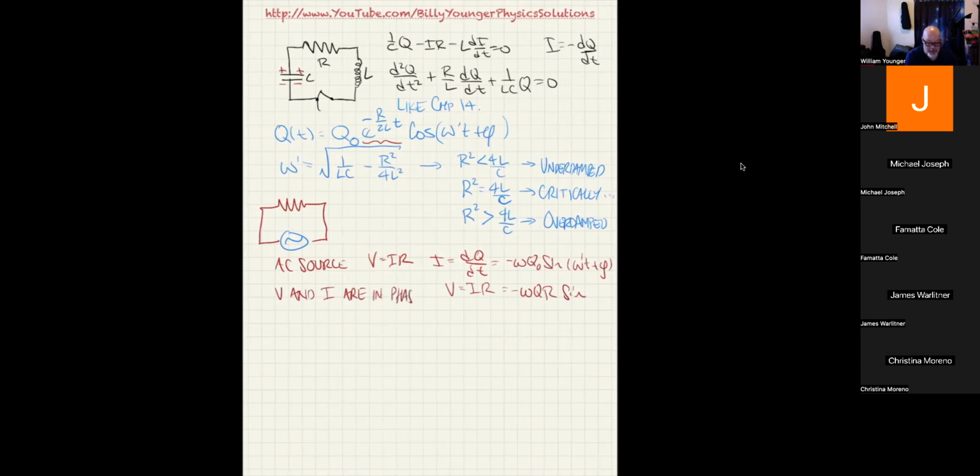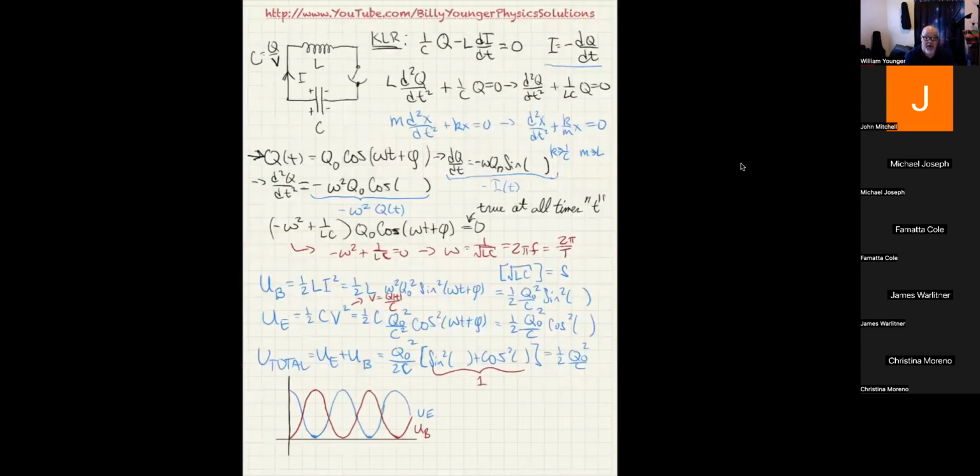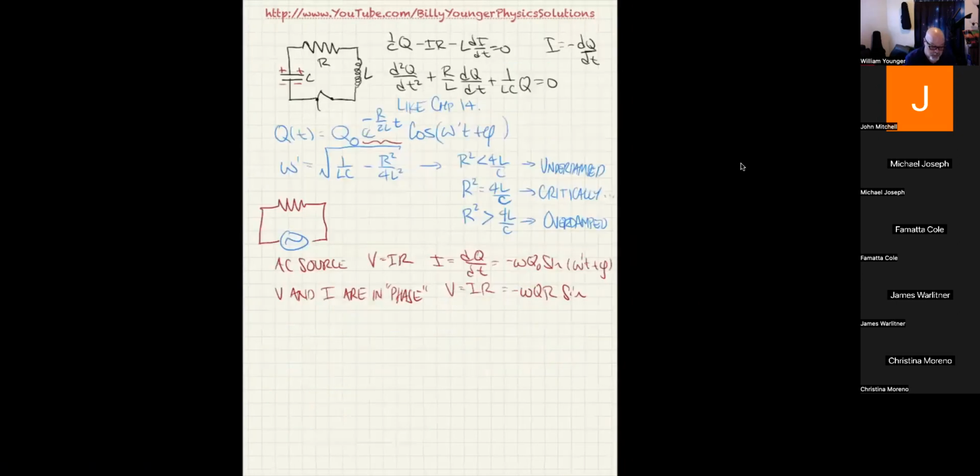What do I mean by in phase? That means the peaks line up with the peaks and the troughs line up with the troughs and the zeros line up with the zeros, unlike this graph down here at the bottom where the peaks line up with the troughs. Okay, so that's what happens with the resistor.